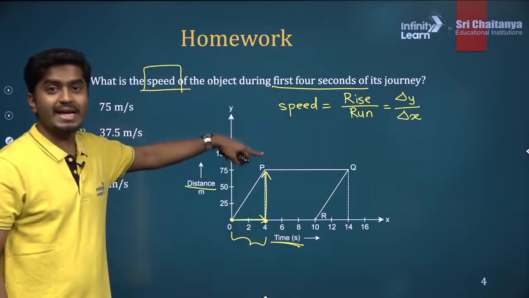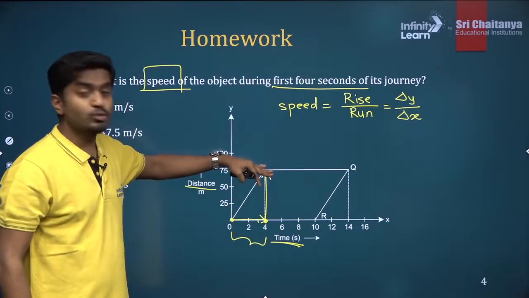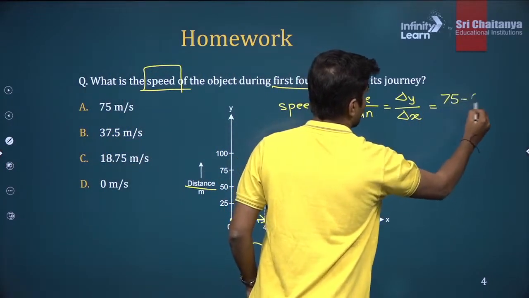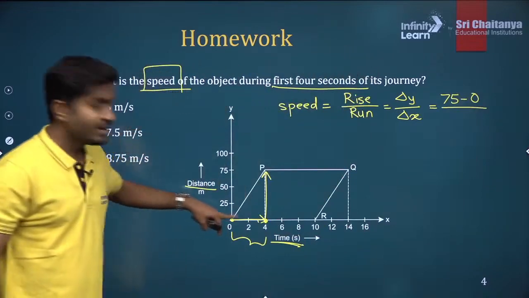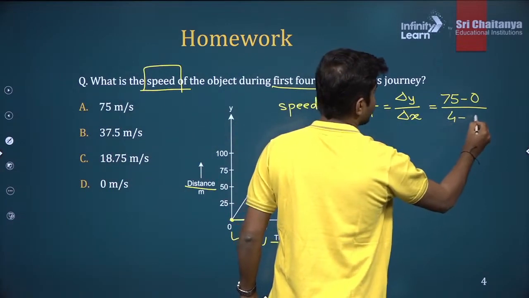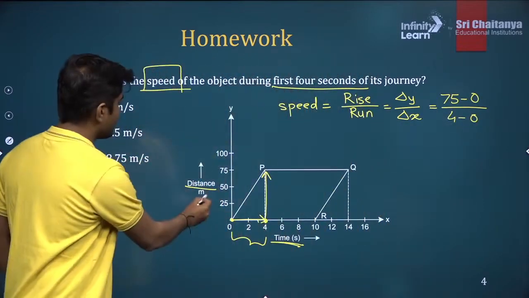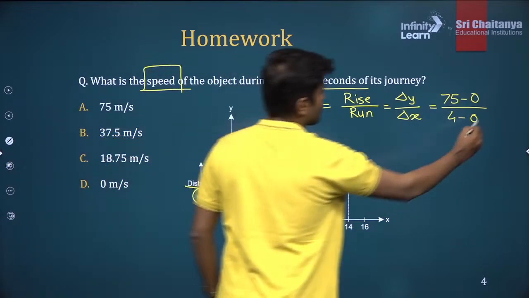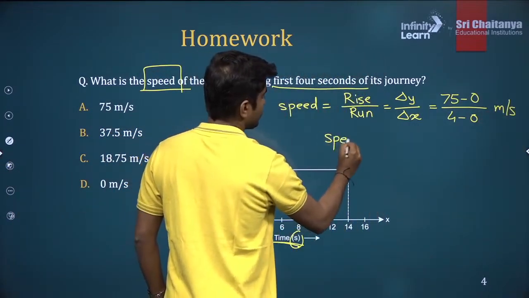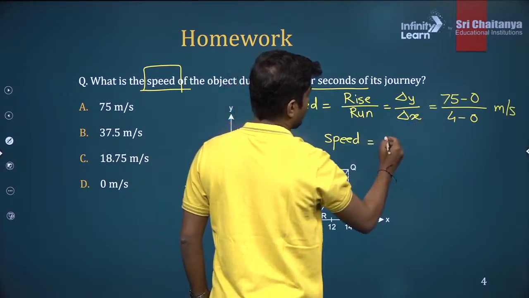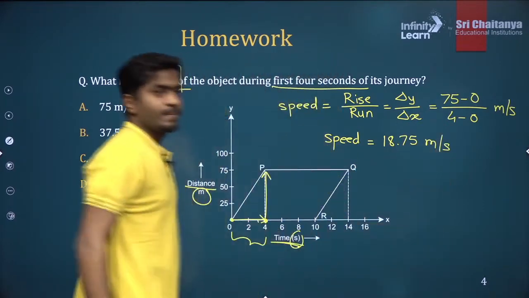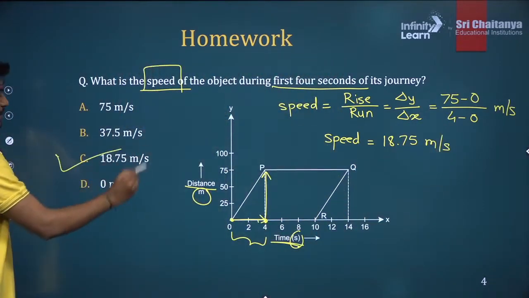So how has the y coordinate changed? From 0 it has come to 75. So this is 75 minus 0. And what is the change in the x coordinate? It is 4 minus 0. And what is the unit? This is in meters, this is in seconds, so this would be in meter per second. So the speed is equal to 75 divided by 4, which is 18.75 meters per second. So that is the correct option, option number C.